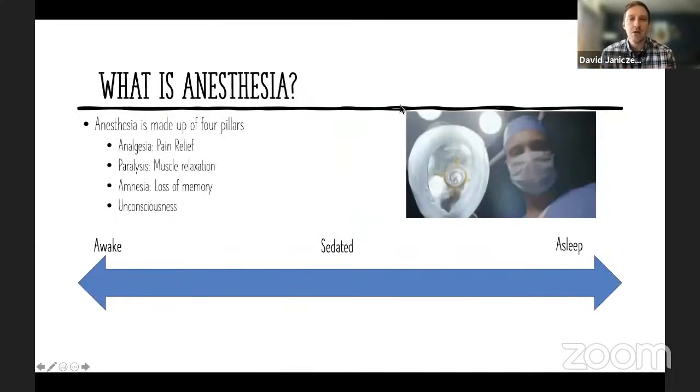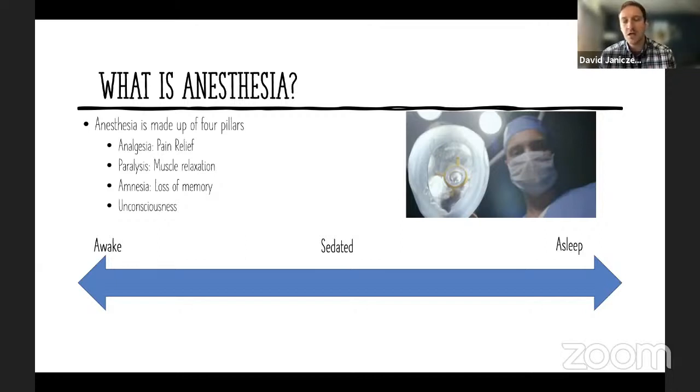So really, anesthesia is made up of 4 pillars. If you guys have watched my talks before, you've seen this slide. Basically, analgesia, first and foremost, is pain relief. Obviously, we want patients to be in as little pain as possible during and after surgery, so we can give medicines to accomplish that.